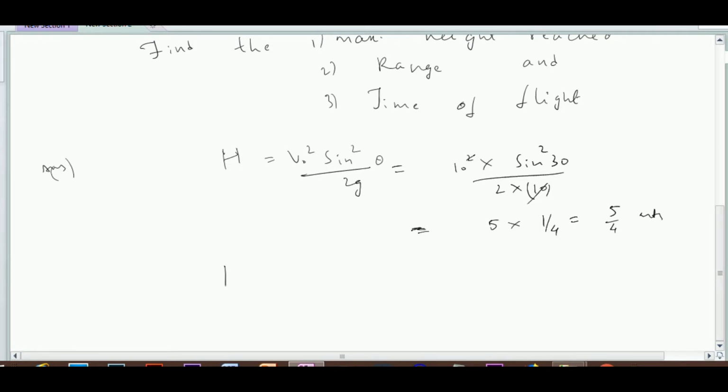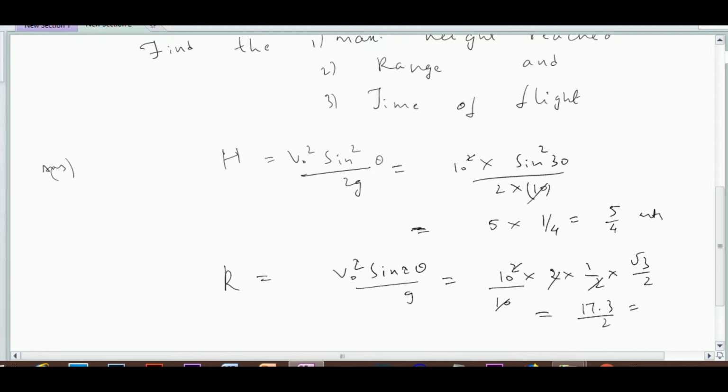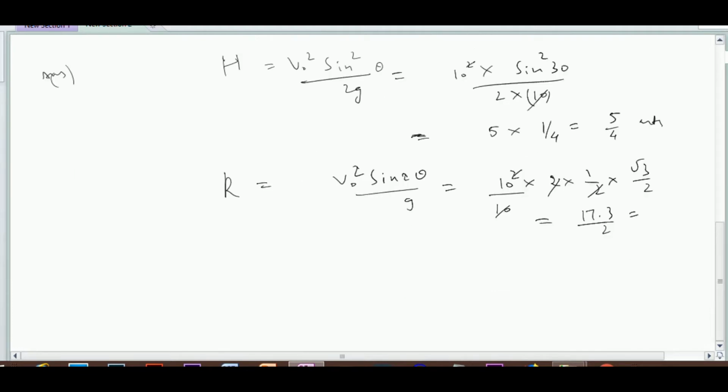Range. Range is given as v0 square into sine 2 theta by g. So simply substitute the values there and get the result. 10 square into sine 2 theta is what? Sine 60 is root 3 by 2. If you are unable to do it like that, simply expand sine 2 theta as 2 sine theta cos theta, which I did here, and divide by 10. So finally you will get 17.3 by 2, that is 8.6 meters.